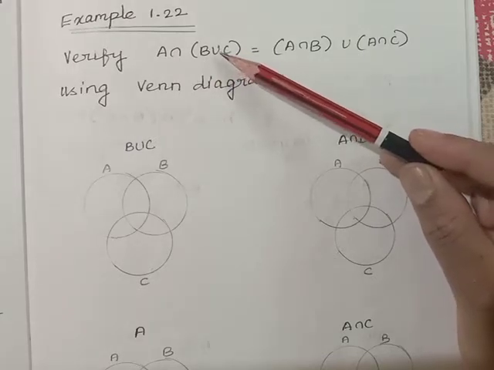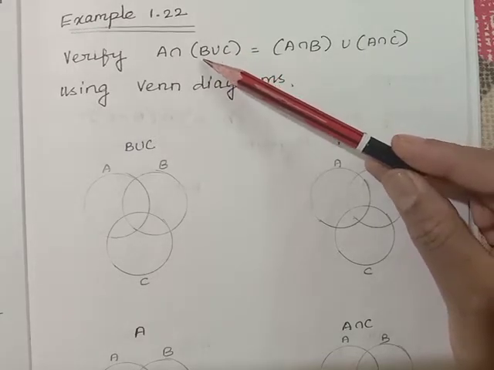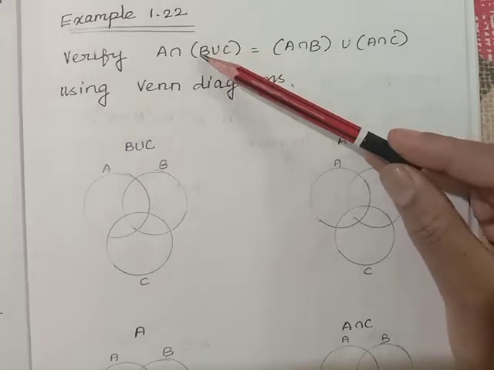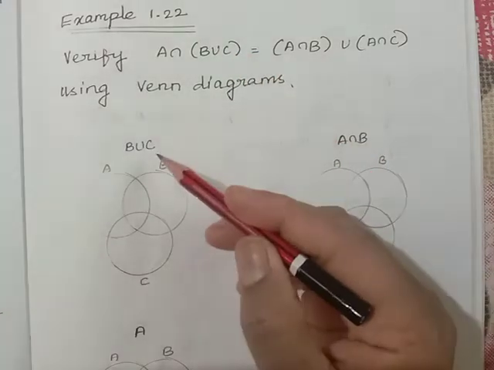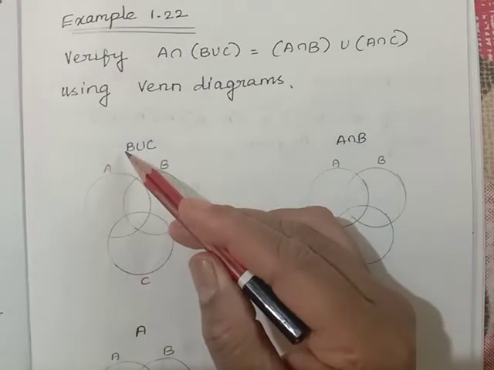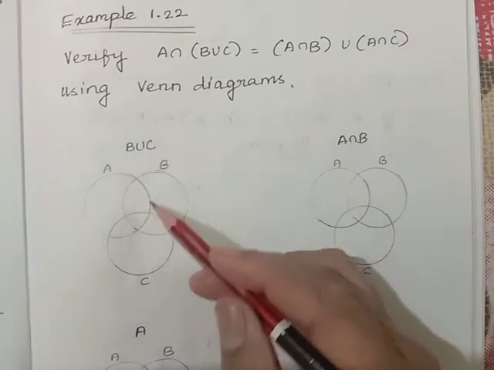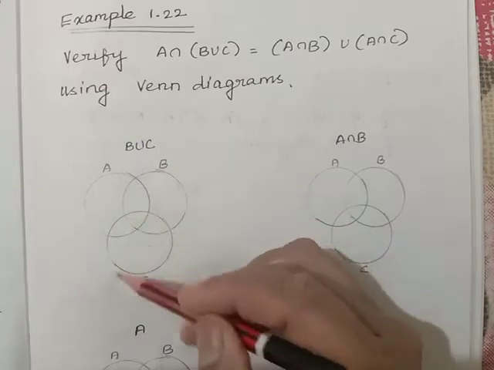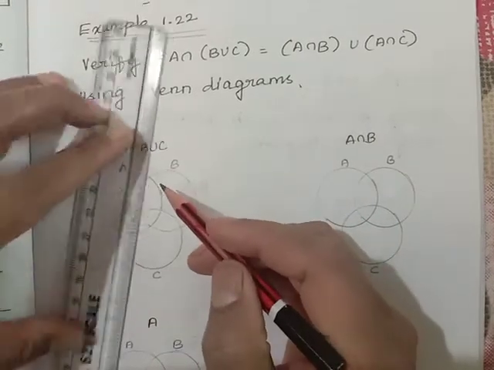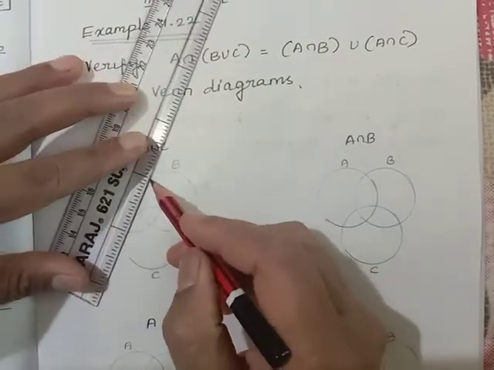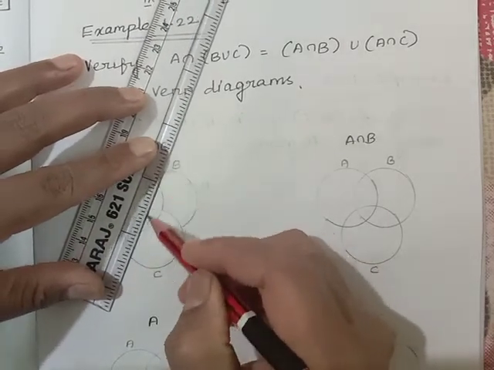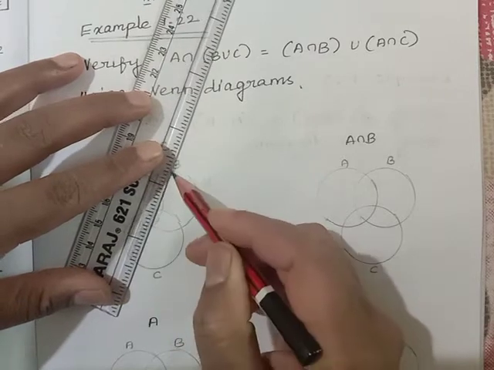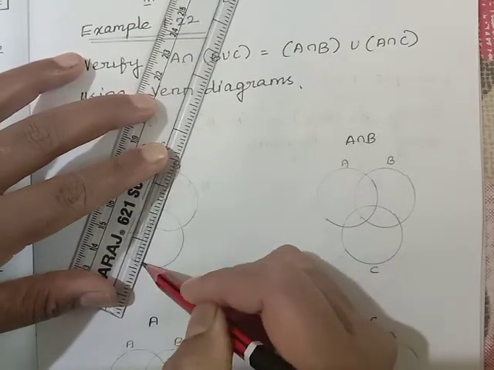First we'll look at the left hand side. We'll solve inside the brackets first, that is B union C. What is meant by B union C? B union C means we want all the elements of B and C. So this is the circle of B and the circle of C. We want both the values of B and C. That gives you B union C.